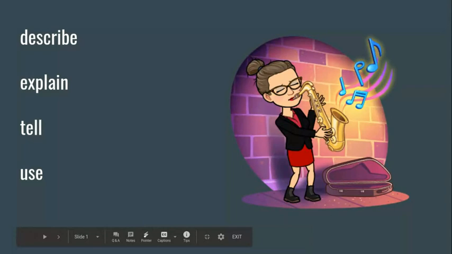Now, we are going to check our comprehension of the passage by answering questions. Remember, questions consist of a variety of difficulty levels. Some are in the form of questions and some are in the form of prompts. Prompts are statements that require a constructed response, which can range from a list to a complete sentence to a paragraph or an essay. Look at the words on the board. I want you to read these words aloud with me. Describe, explain, tell, use.